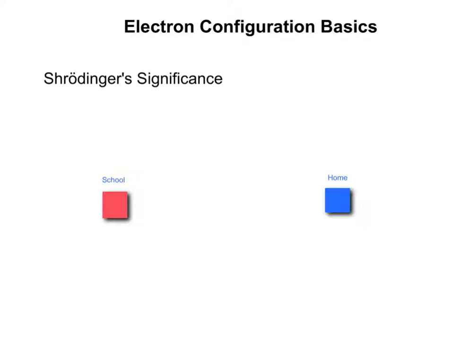All right. So this is going to take you through electron configuration basics. What we're going to talk about is how to construct an electron configuration for almost anything on the periodic table. And by almost anything, I mean anything.